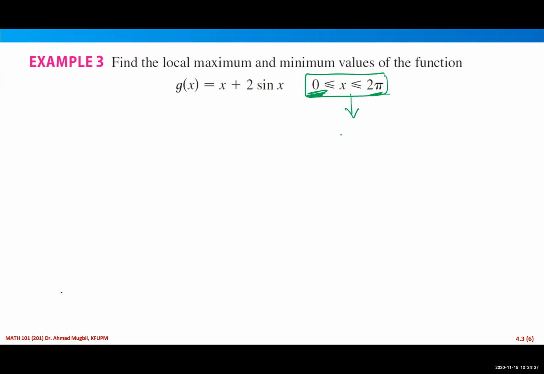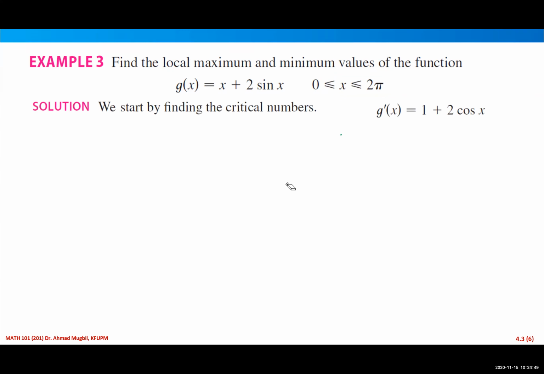Now, what to do, ya Shabab, to find the local maximum and the minimum values? We need to start with what? The first derivative. So the first derivative is what? 1 plus 2 cosine x. So we should start by finding the critical numbers, and to find the critical numbers, you need to find the first derivative. So now what we will do? We will put this equals to 0, and what is the equation that you are going to have? It will be cosine x equals -½. What is x, ya Shabab?